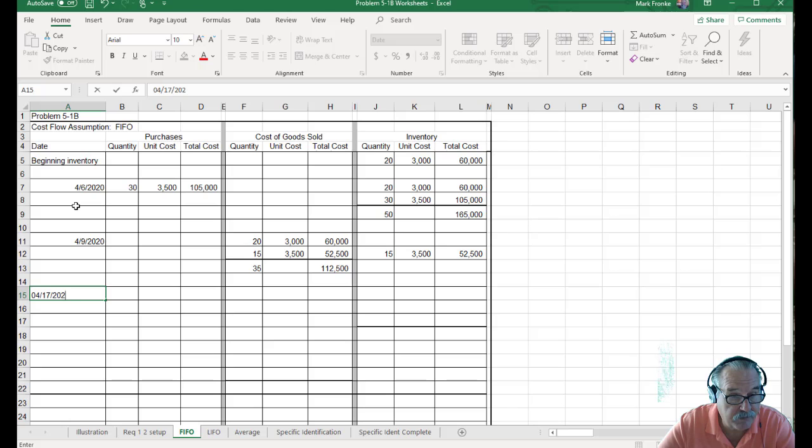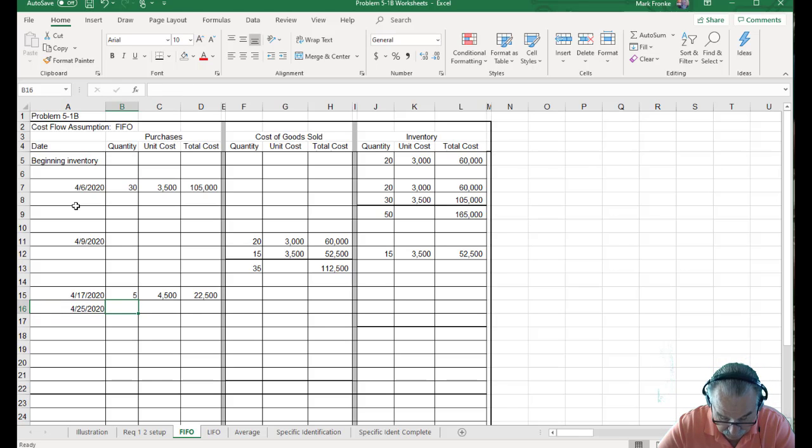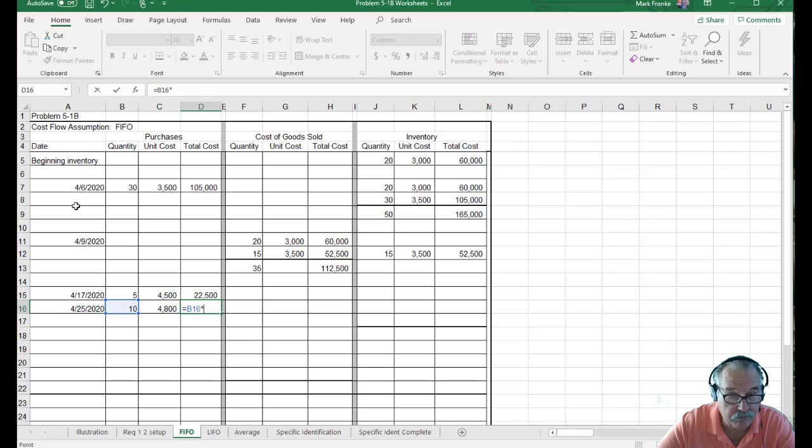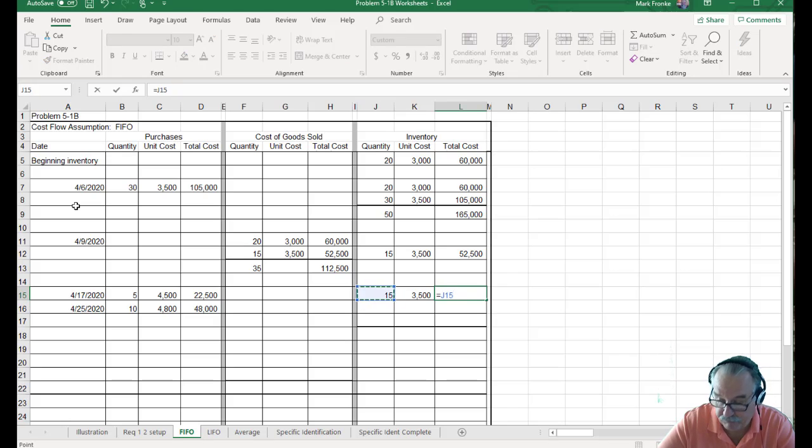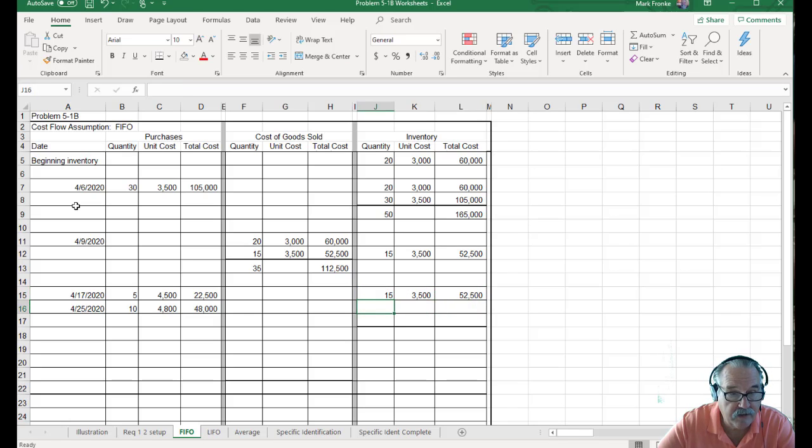On the 17th of April, we bought 5 at 4,500, and on the 25th of April, we bought 10 at 4,800. Those were really expensive, which means that after those purchases, we had 15 at 3,500. These are the ones left over from April the 6th. And then we had the 5 and the 10 at 4,500 and 4,800.